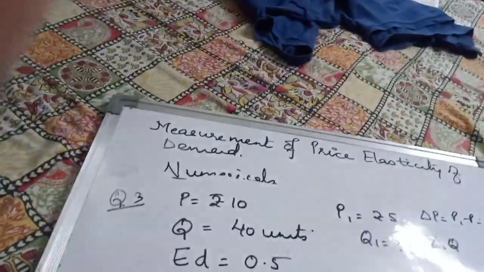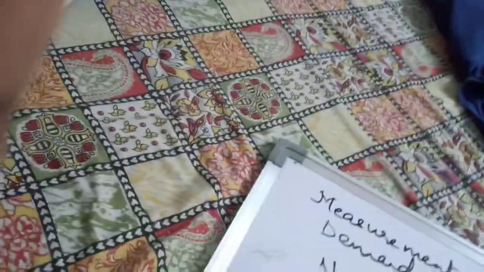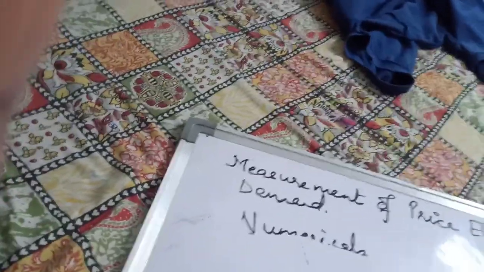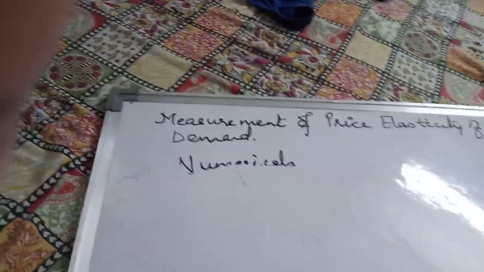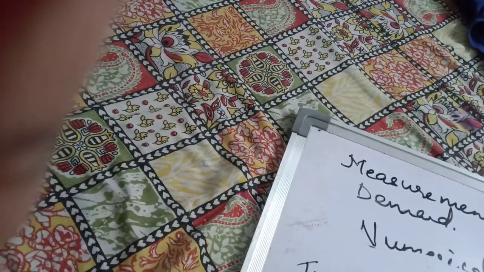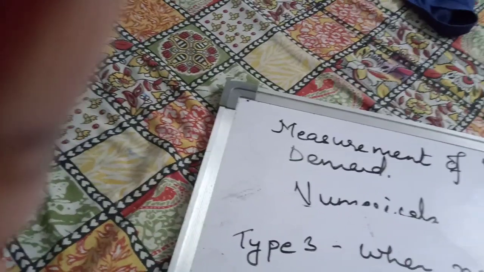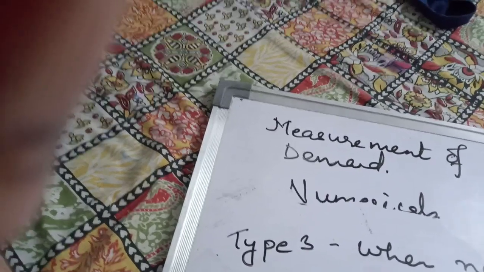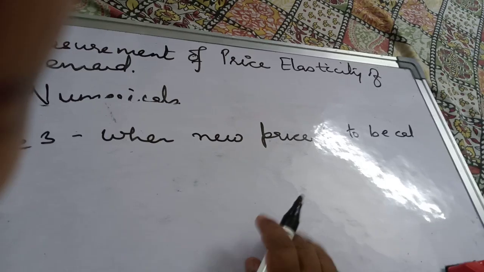Now we're going to proceed on to type 3. Type 3 is a question wherein you need to calculate the new price. It's somewhat similar to calculating new quantity. So I'm going to write type 3: when new price is to be calculated. Now you're going to see what is happening to the quantity here.